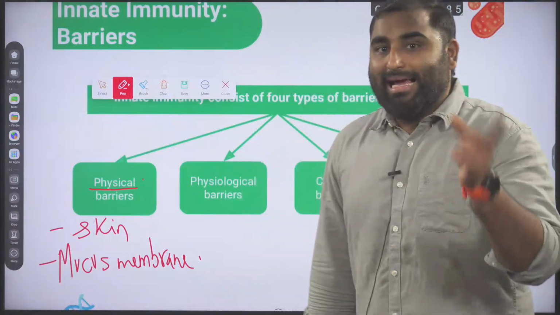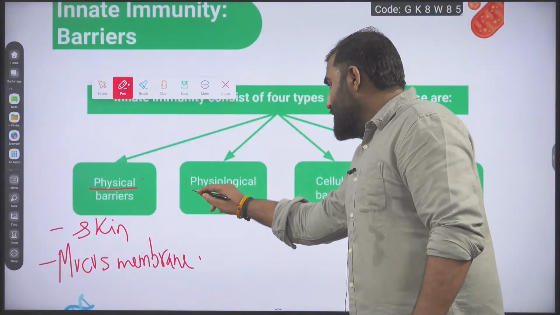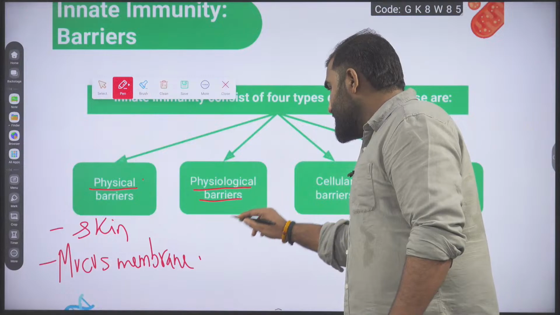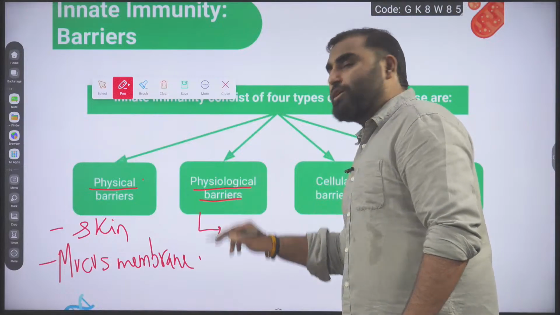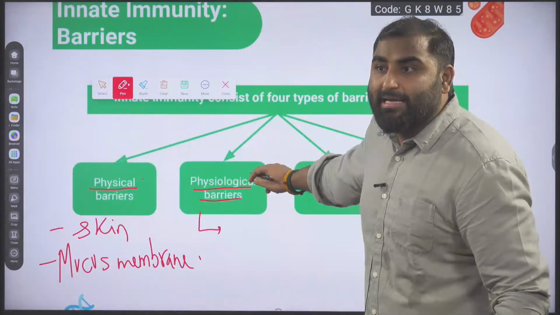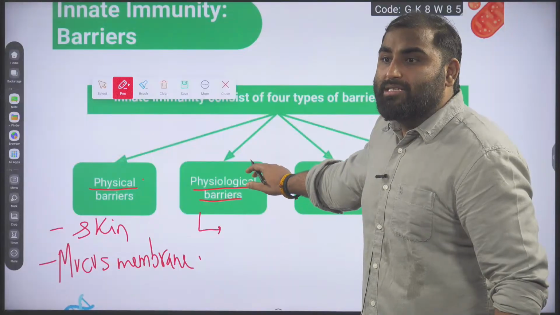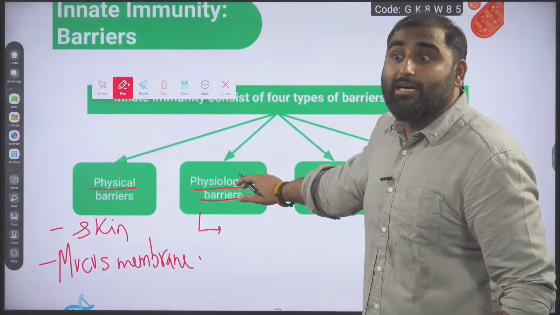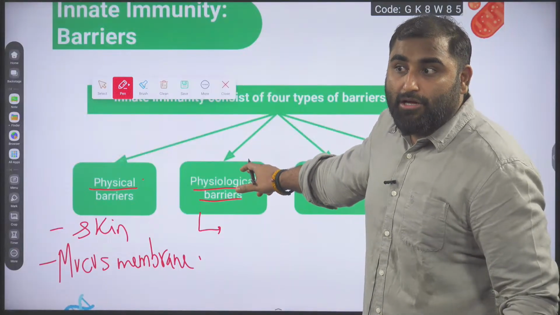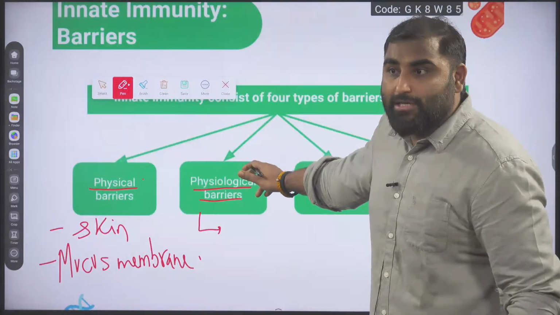Okay, next is which barrier? Physiological barrier. What is physiological? What is the meaning of physiology, anyone? Physiology is the study of body functions.